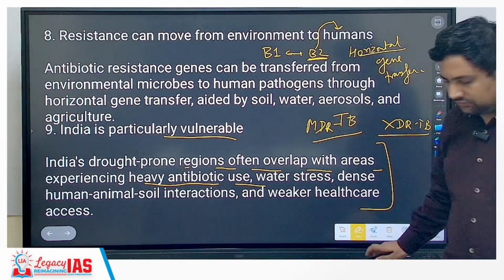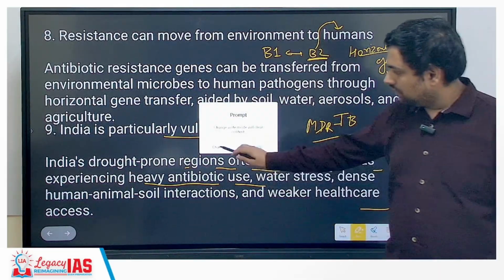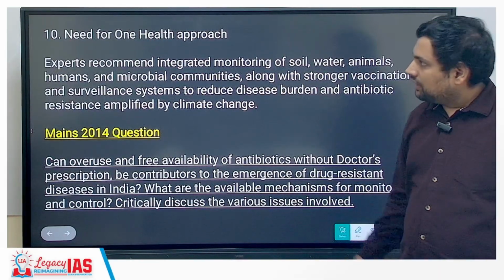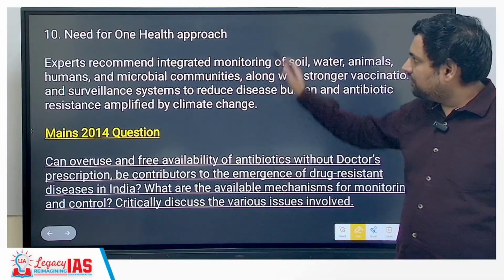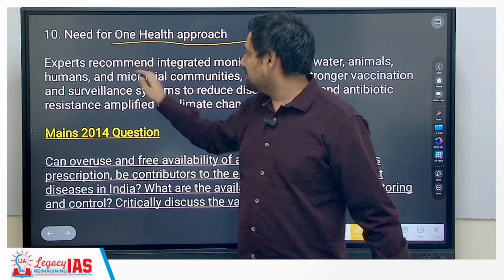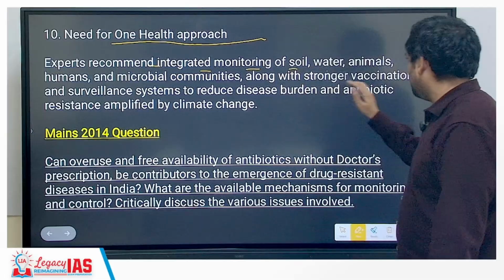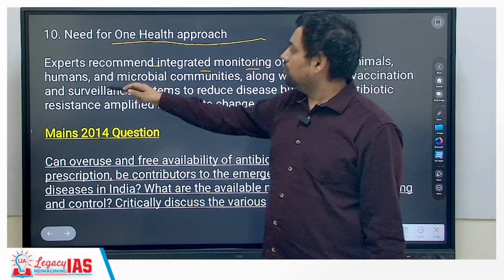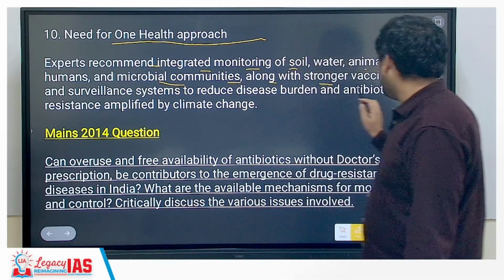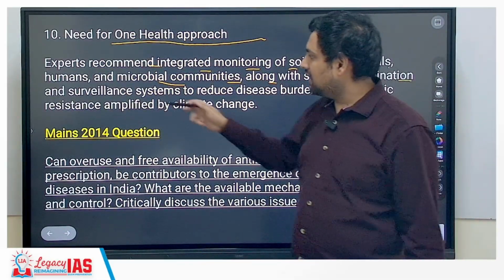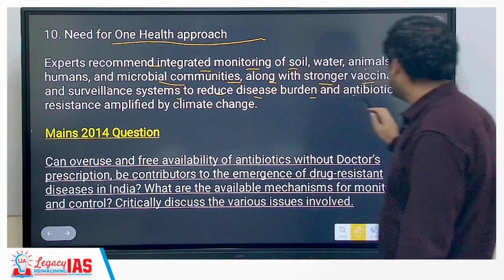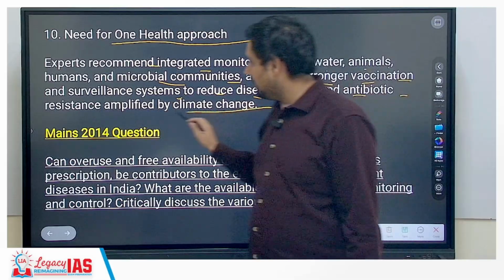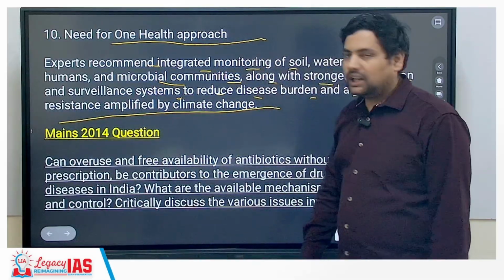Then last is this need for One Health approach. Experts recommend integrated monitoring of soil, water, animals, humans, microbial communities, along with strong vaccination and surveillance systems to reduce disease burden and antibiotic resistance amplified by climate change.